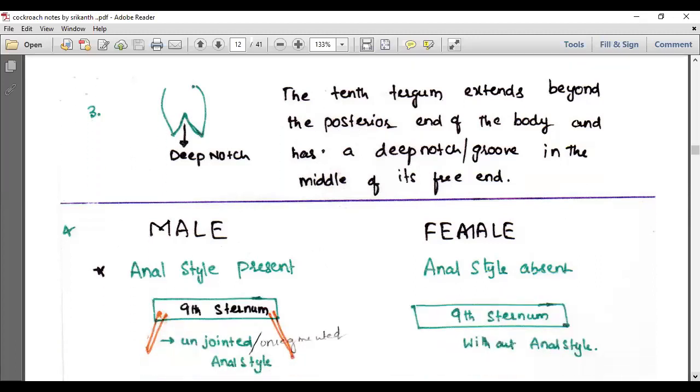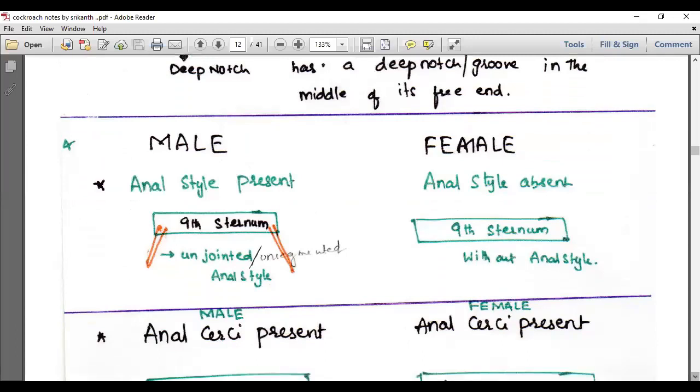Then in case of male and female, this is the last year question, anal style. That anal style, in case of male, is an unsegmented appendage arising from the ninth sternum. That unsegmented appendage is the anal style. That anal style is present only in the male; it is absent in the female.